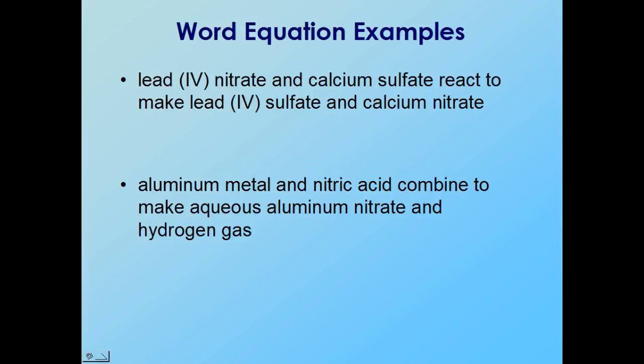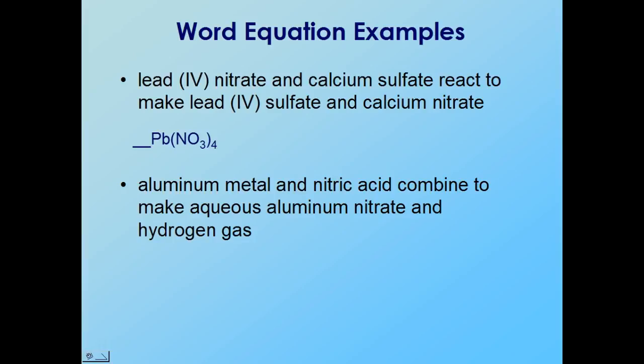So we're going to do 2 examples with words that you have to write formulas for first and then balance. So this first part is just using the nomenclature. We've got lead 4 nitrate. Pb is lead. It's got a charge of +4 with the Roman numeral. Nitrate is polyatomic, it's -1. So when I cross my charges, I have 1 Pb for 4 NO3s. NO3 does need to be in parentheses since I have multiple units of that polyatomic.